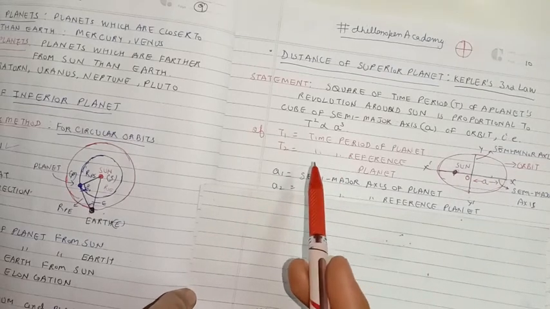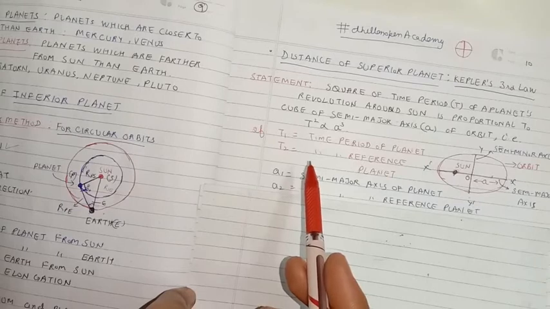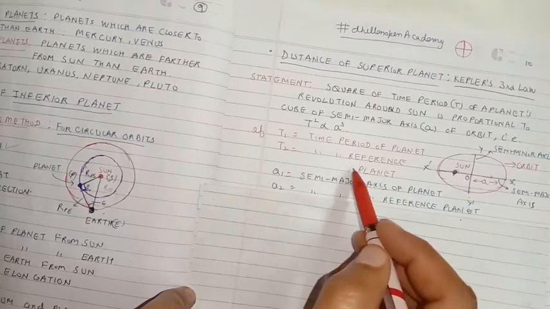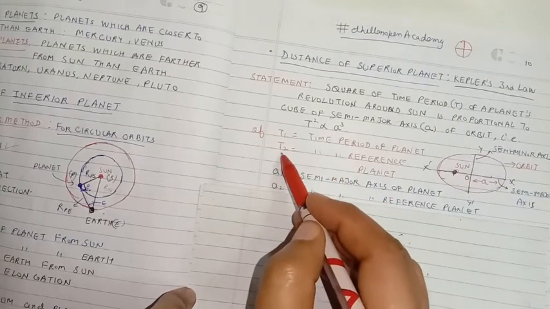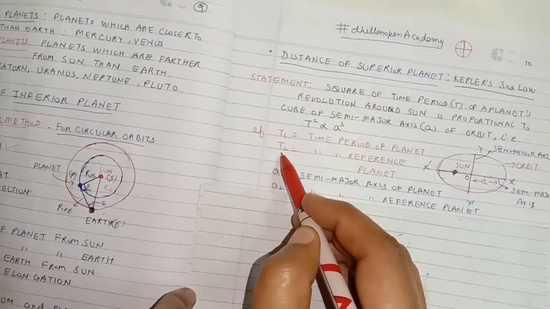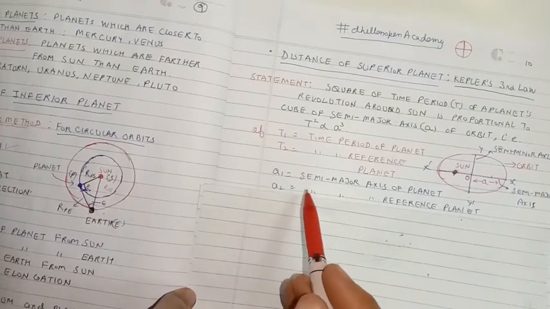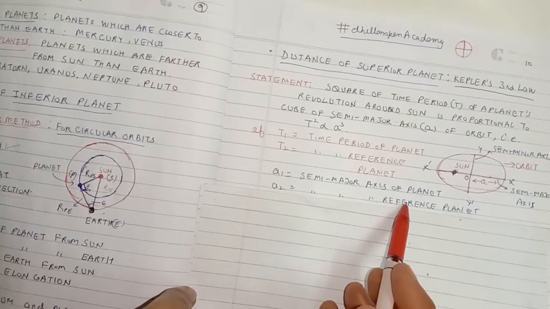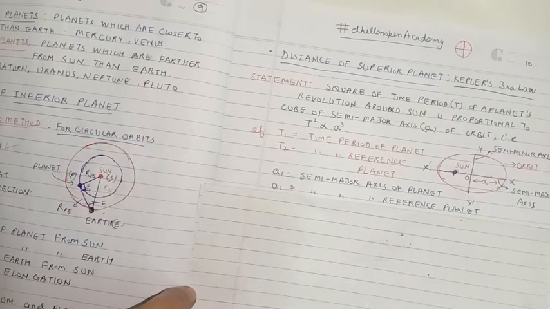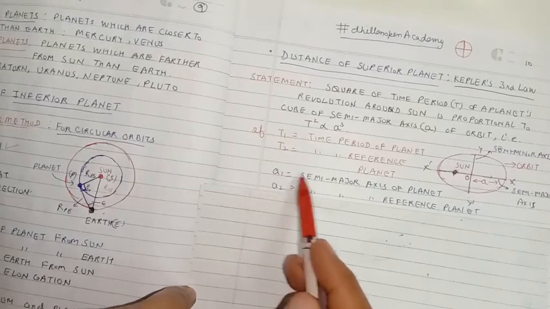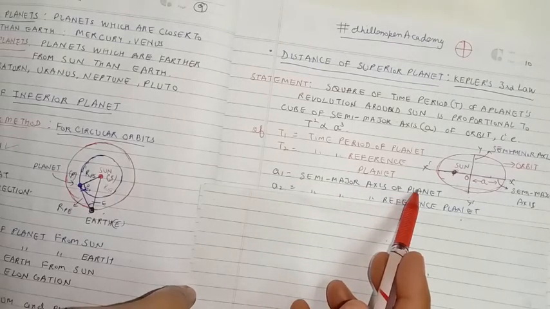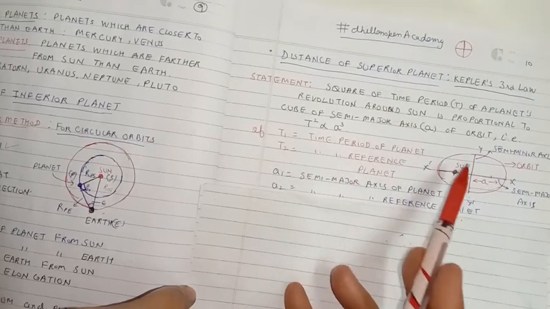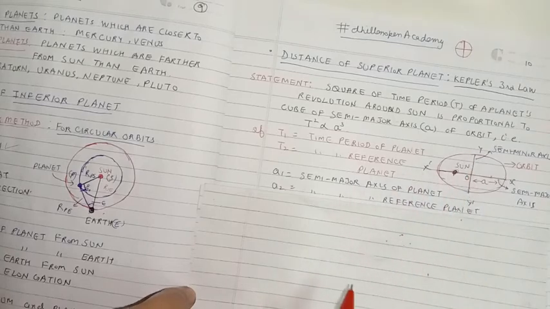In order to measure the distance of a superior planet, we take the help of a reference planet. For the reference planet, T2 is the time taken by the planet to move around the sun to complete one orbit, and A2 is the semi-major axis of the reference planet. Let A1 be the semi-major axis of the planet whose distance we want to measure, and let T1 be its time period, the time taken to complete one orbit around the sun.